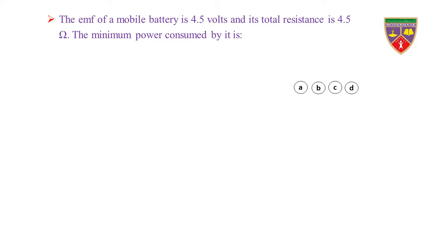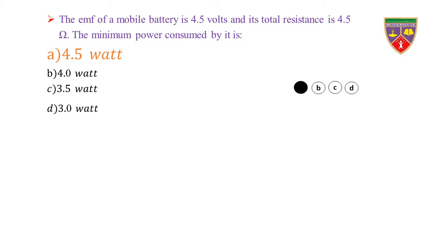The EMF of a mobile battery is 4.5 volts and its total resistance is 4.5 ohms. The minimum power consumed by it is option A, 4.5 watt; option B, 4.0 watt; option C, 3.5 watt; option D, 3.0 watt. The key is 4.5 watt. Therefore, the correct option is A.